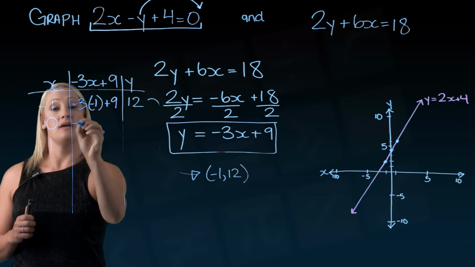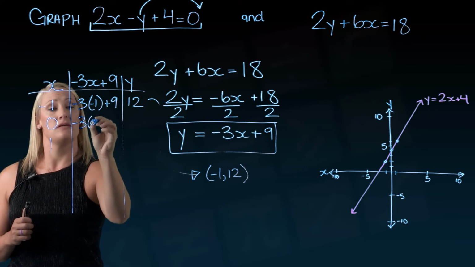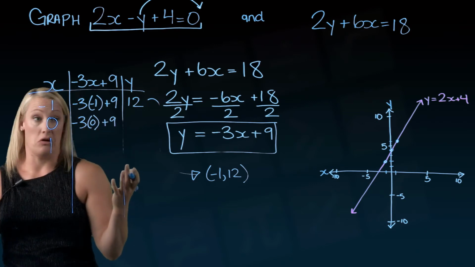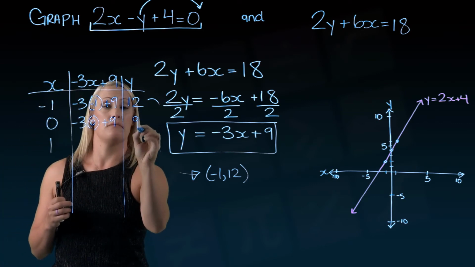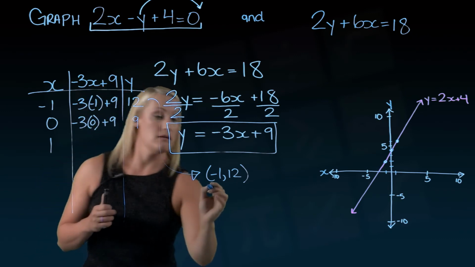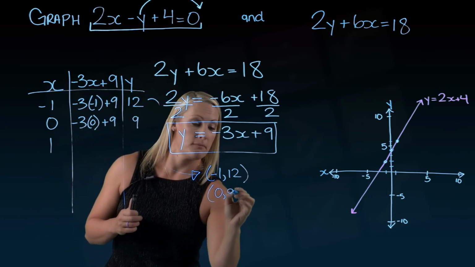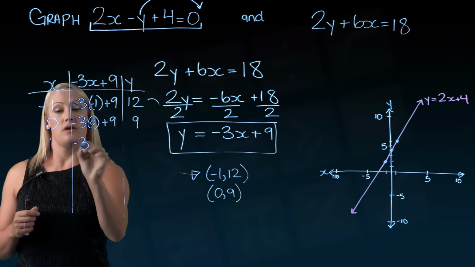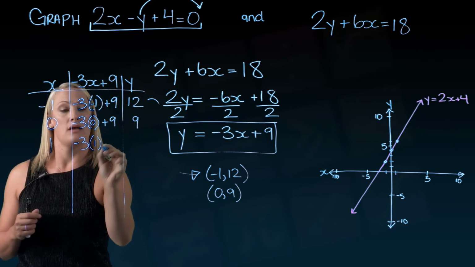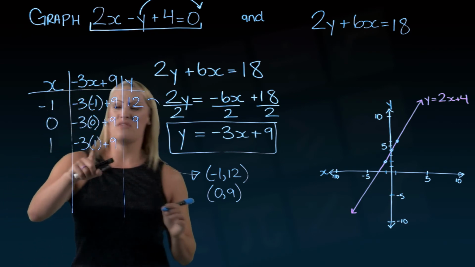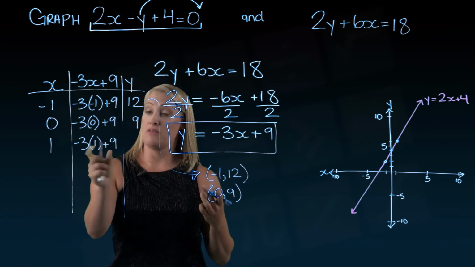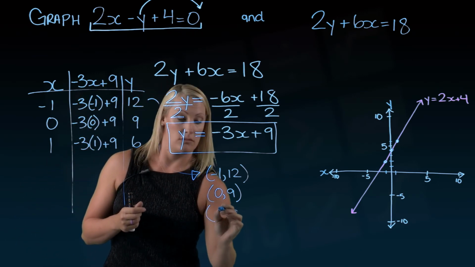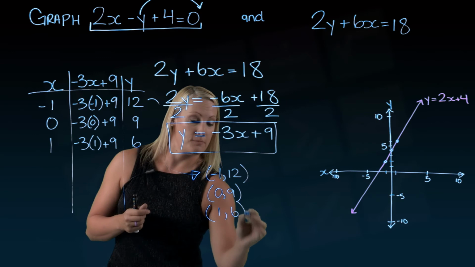Second point, I'm going to plug 0 in for x. Negative 3 times 0, 0, plus 9 is 9. So 0, 9 would be my second point. And then my third point, negative 3, I'm going to put a 1 in, plus 9. Negative 3 times 1 is negative 3. Negative 3 plus 9, that's 6. So my third point is 1, 6.